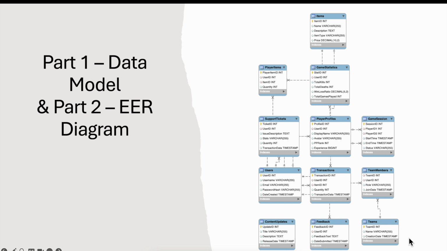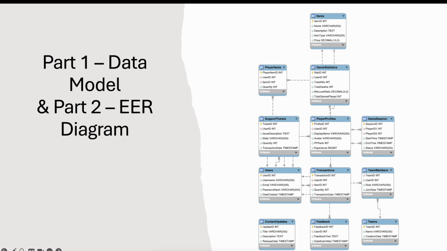The teams table has the team's ID, the name, and the creation date. Content updates shows details about content updates, which includes titles and release dates. And then feedback has entries with text and submission dates.